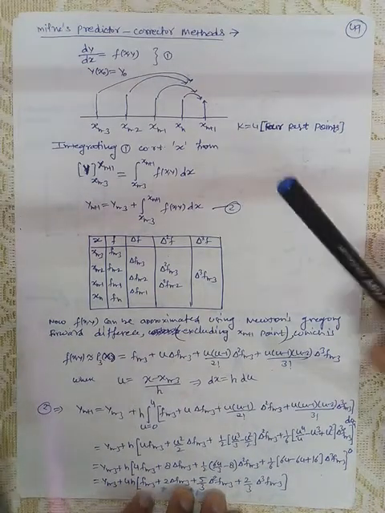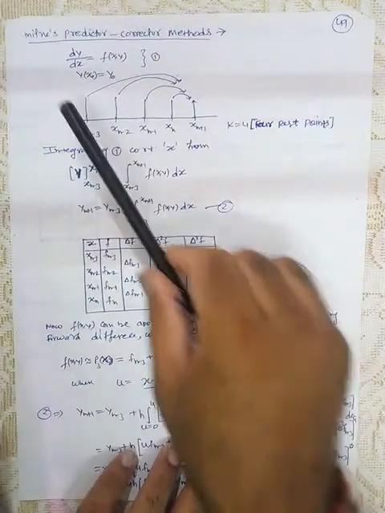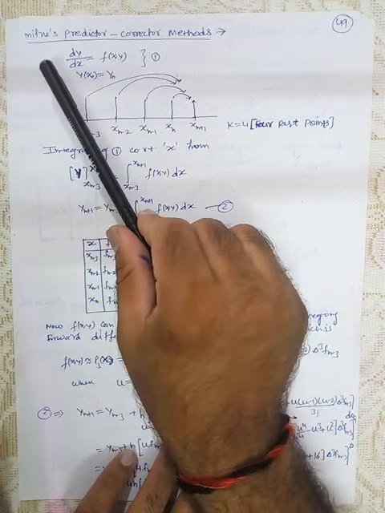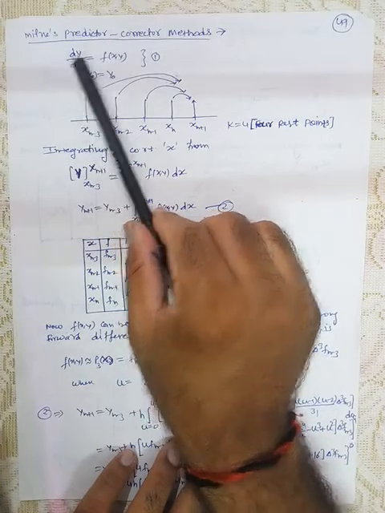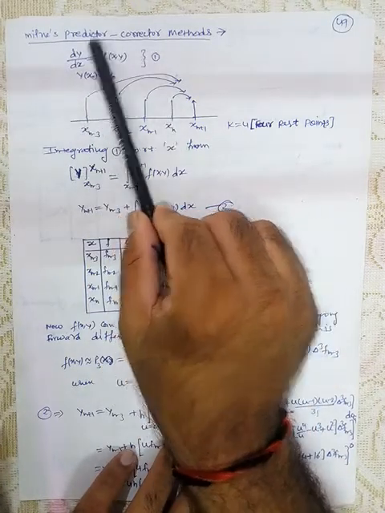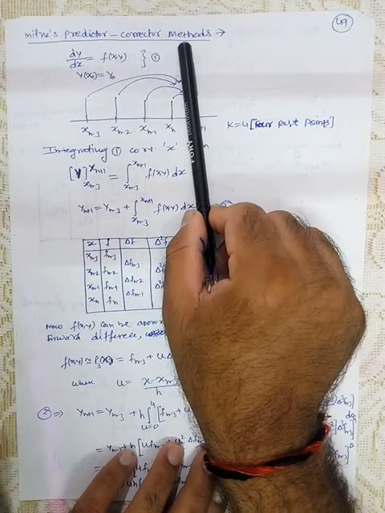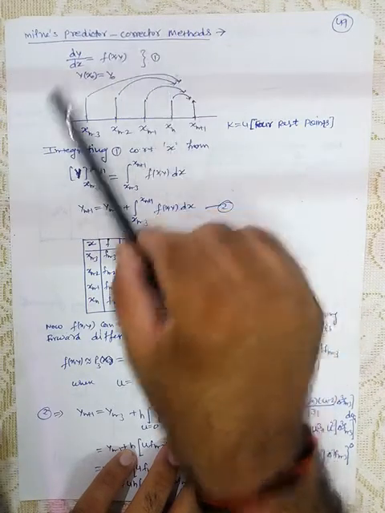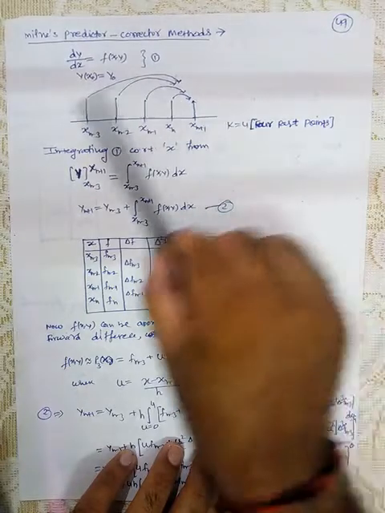Dear students, in this video I am going to discuss the last method of numerical solution of initial value problem, which is Milne's predictor corrector method. So this is a multi-step method. You can see the diagram of this method.